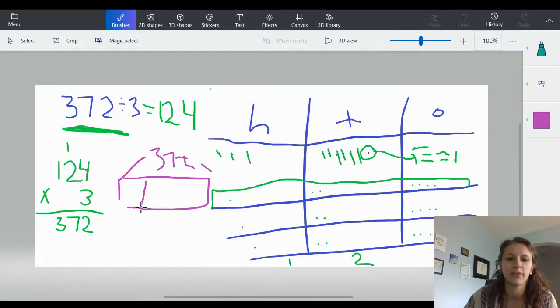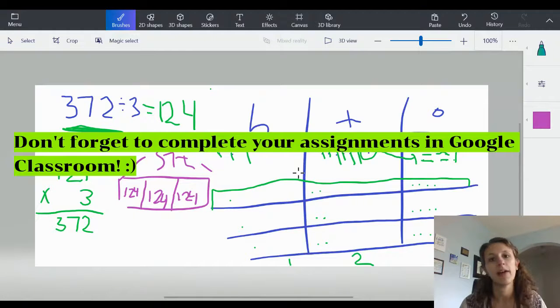So I could show my 372 and my 3 groups. When I divide 372 into 3 groups, I get 124. If I do 124 times 3, I get 372. So that was a quick reminder of how we can do 3-digit divided by 1-digit division.